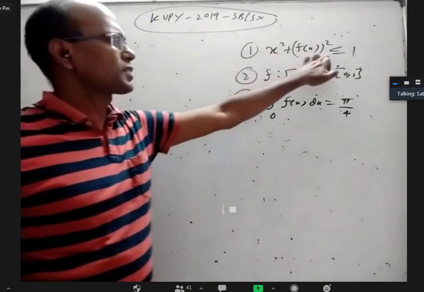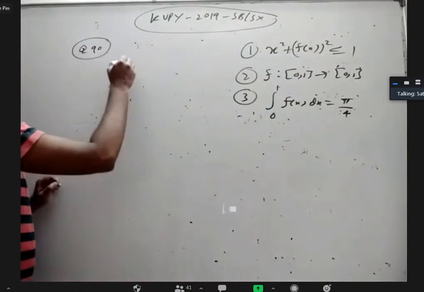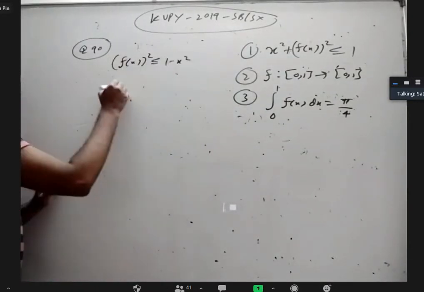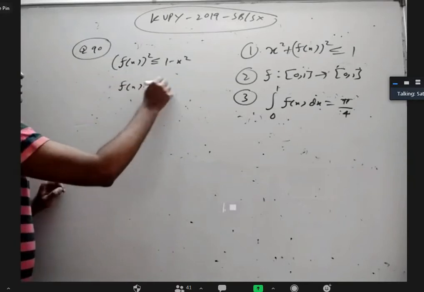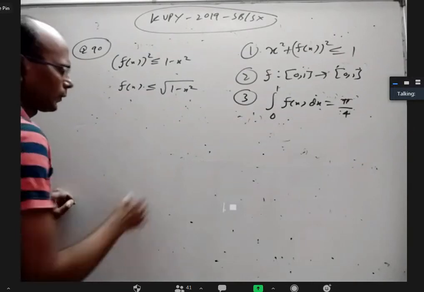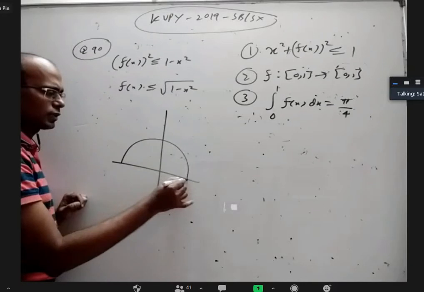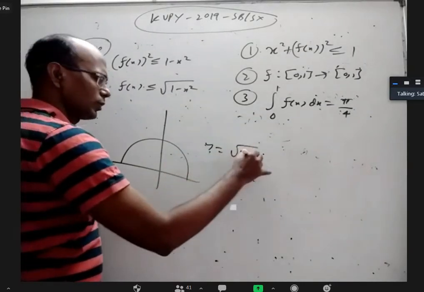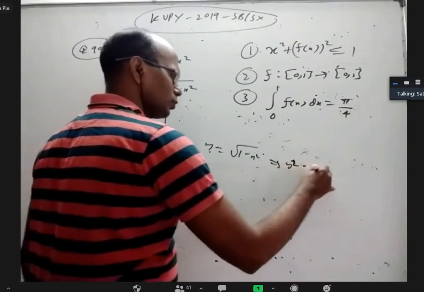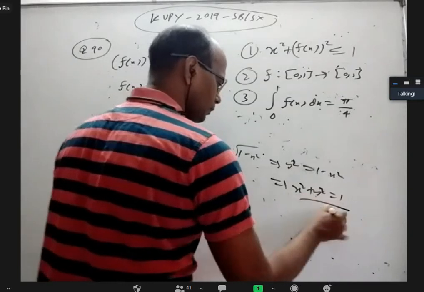if you only take this, there are a lot of functions. Basically, let us first of all understand this part. f of x whole square is less than or equal to 1 minus x square. f of x is less than or equal to root 1 minus x square because anyway it is positive. What is the graph of y equal to root 1 minus x square? It is a circle. y equal to root 1 minus x square means y square is equal to 1 minus x square, and x square plus y square equal to 1.